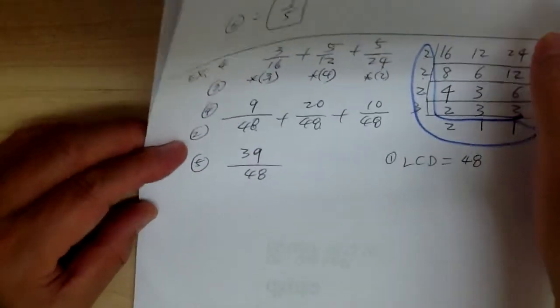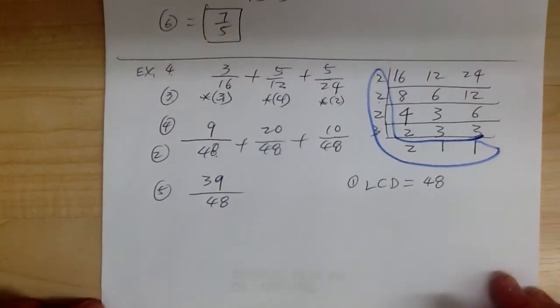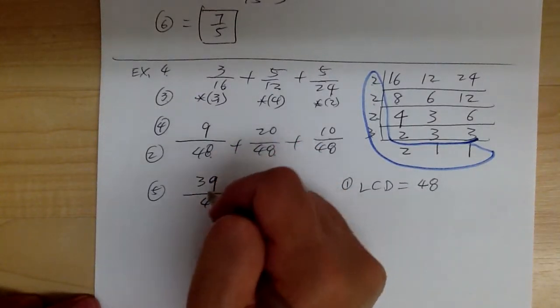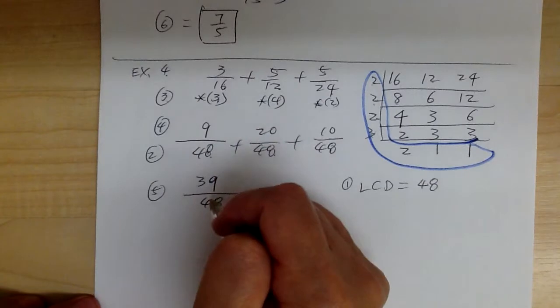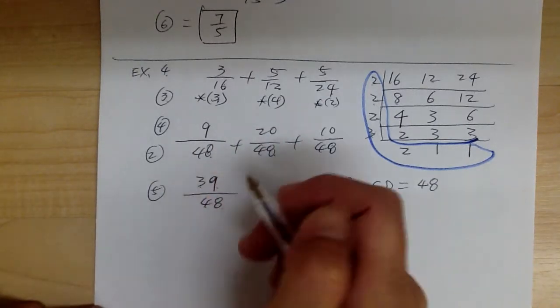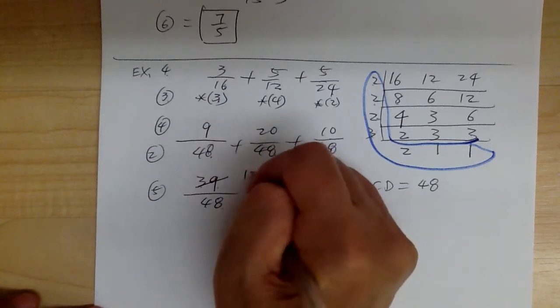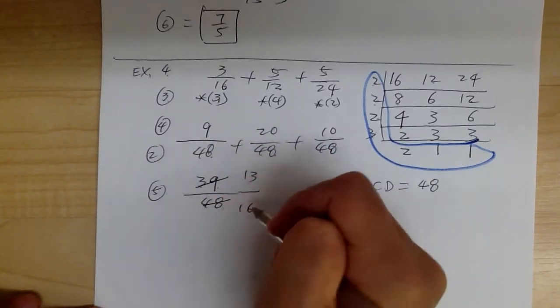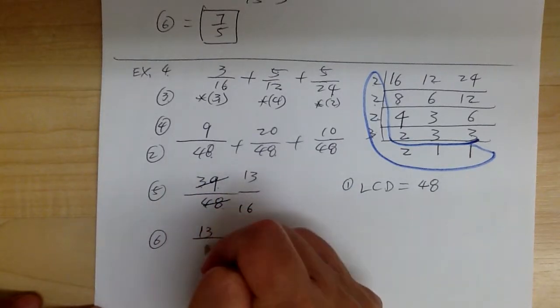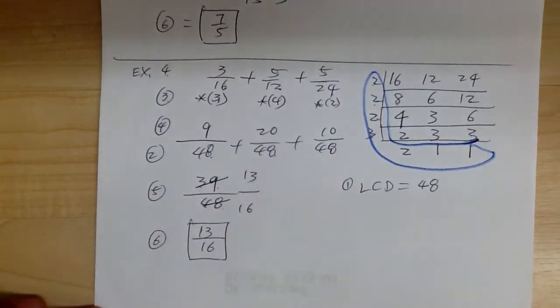Then step 6, you have to check. Make sure that you see if you can reduce. So again, you can check by adding digits, right? 3 plus 9 is 12, so you can divide by 3. This is 12, can divide by 3. So divide by 3, you get 13. Divide by 3, you get 16. So your answer, step 6, is 13 over 16. And that's your answer for example 4.